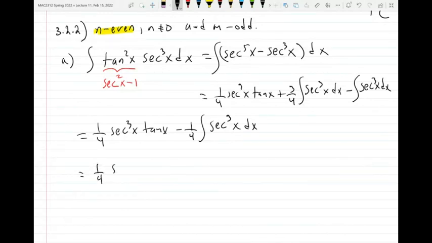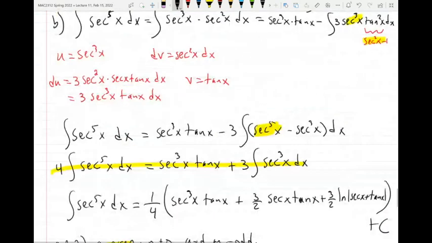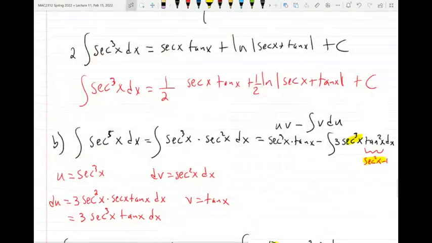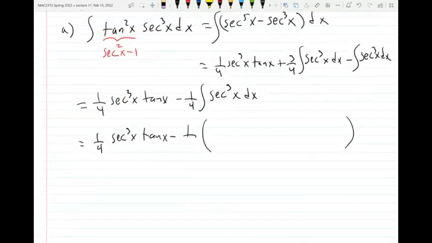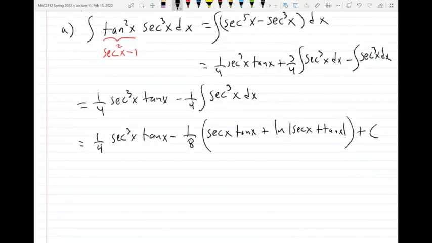So this would be 1/4 secant cubed tangent minus 1/4 times the integral of secant cubed, which was 1/2 secant tangent plus 1/2 ln of secant plus tangent. So I'm going to put 1/8 out front, and then we just do secant tangent plus ln of secant plus tangent. There. And we avoid doing all of those processes.